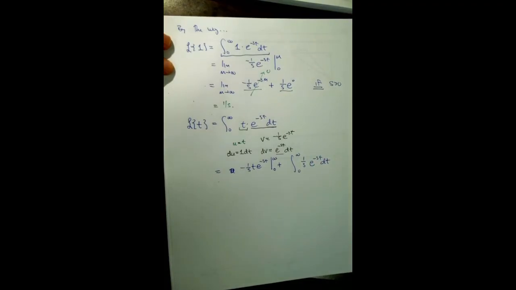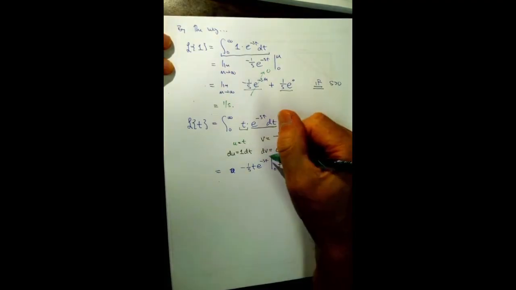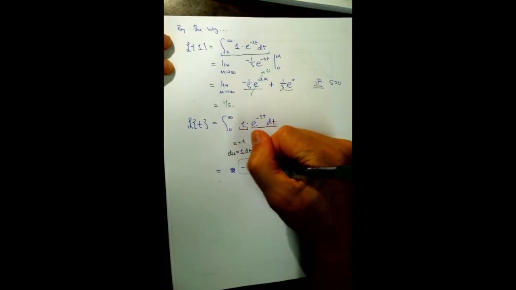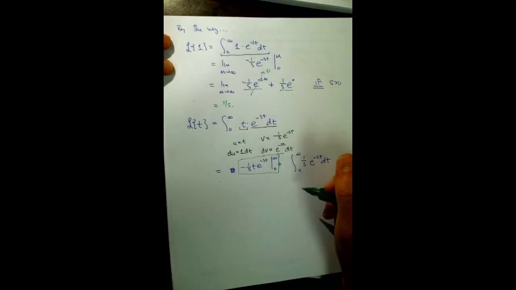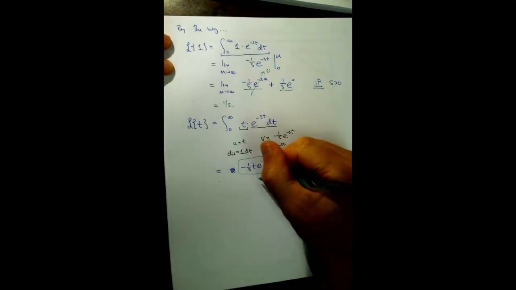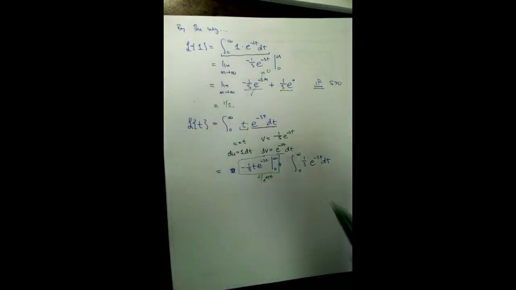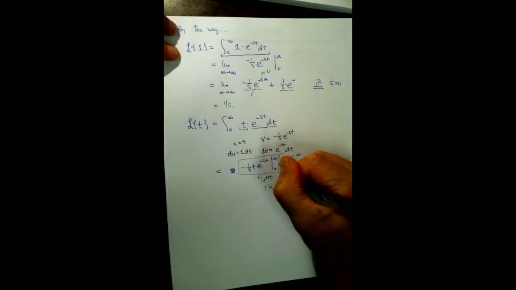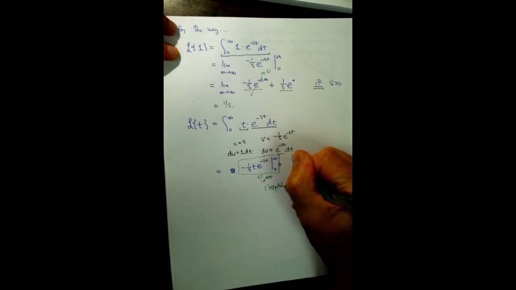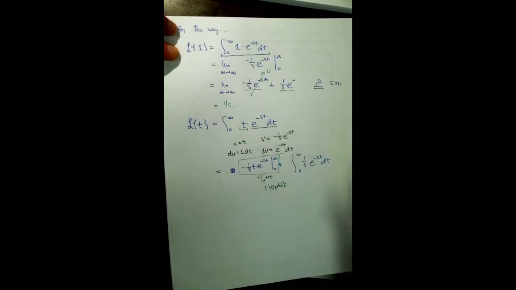Okay, I'm not going to go through all these details, but you would be expected to explain why that goes to 0. And the reason is, you can write that as t over e to the st, and you can use L'Hopital's rule to show that goes to 0.